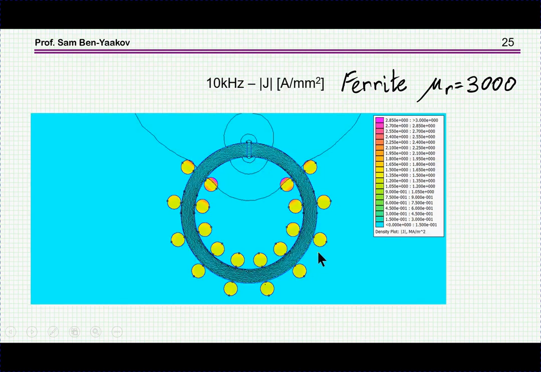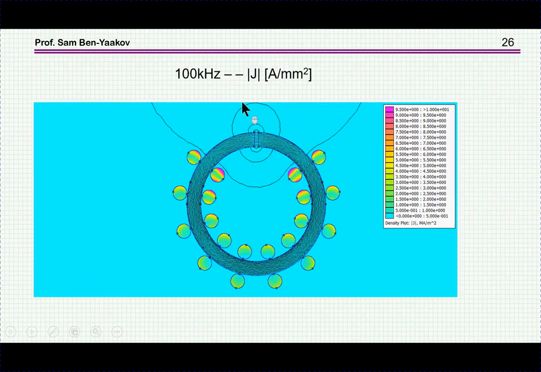And now the current density. This is 10 kilohertz, so there's no skin effect here actually. It shouldn't affect it, but we do see already some proximity effect, and this is due to the magnetic field around the gap. As we have seen, there's a very strong magnetic field here, and it's affecting the close-by wire. So this is for 10 kilohertz.